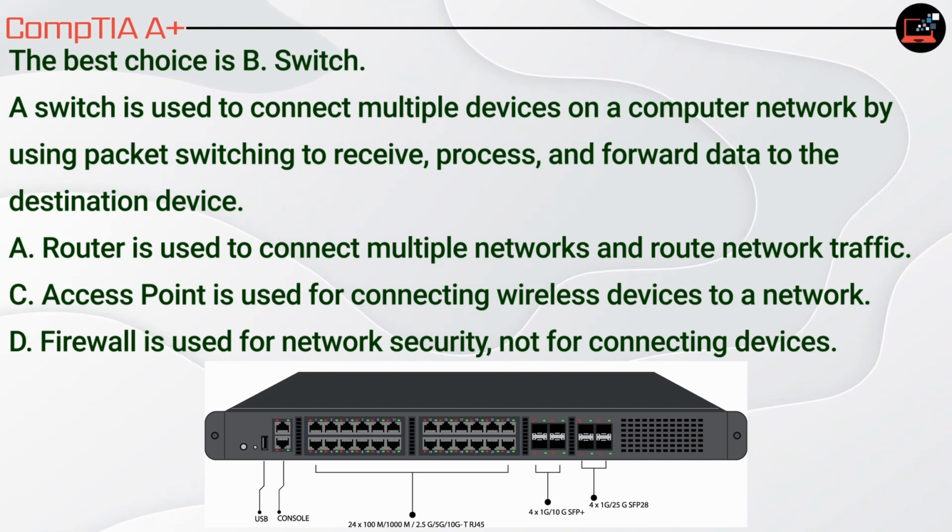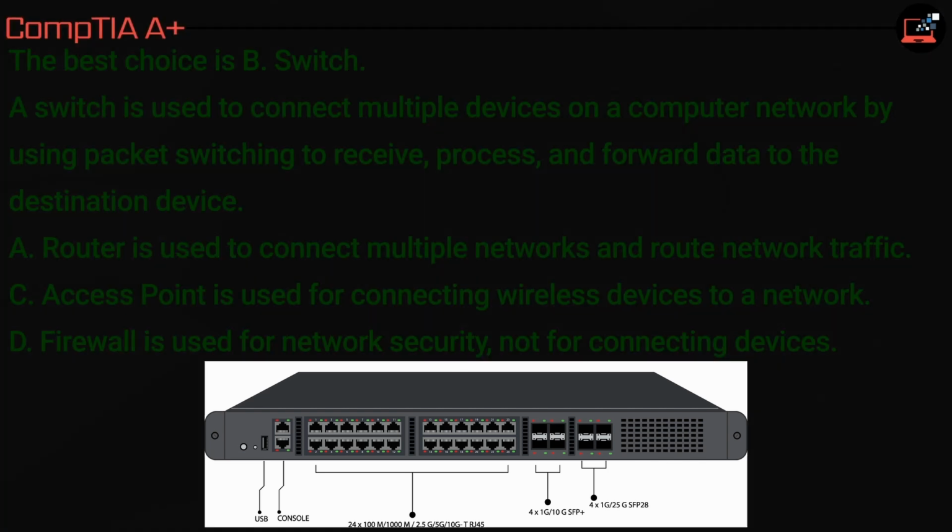A. Router is used to connect multiple networks and route network traffic. C. Access point is used for connecting wireless devices to a network. D. Firewall is used for network security, not for connecting devices.